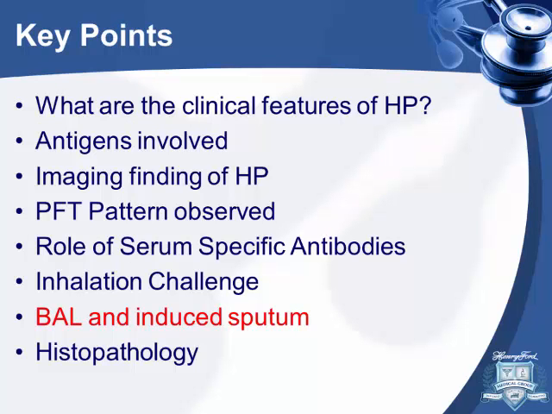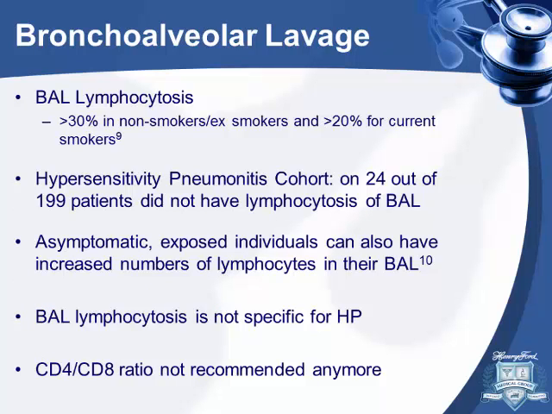Talking about BAL, what you will see is BAL lymphocytosis, so greater than 30% in non-smokers and 20% in current smokers. In the HP group cohort, 24 of the 199 patients did not have any lymphocytosis, but obviously that's not very common. Usually patients with HP will have significant lymphocytosis, usually more than 50% and higher. Again, asymptomatic exposed individuals can also have an increase in lymphocytosis in their BAL. So it helps you, but it's not gold standard. A lot of things can cause lymphocytosis too, as we all know.